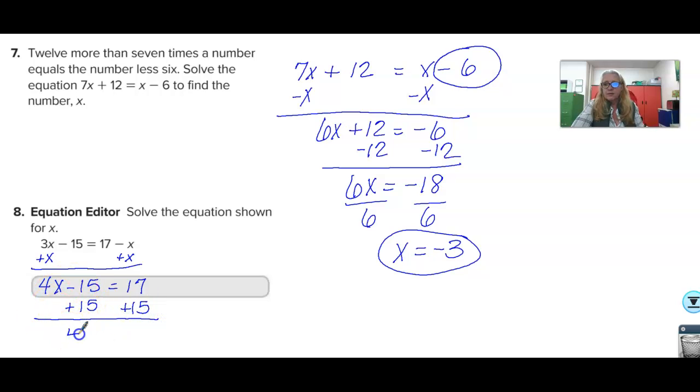And then I have 4x on the left. And on the right, that looks like 32 to me. Then we divide both sides by 4. And we get that x is 8.